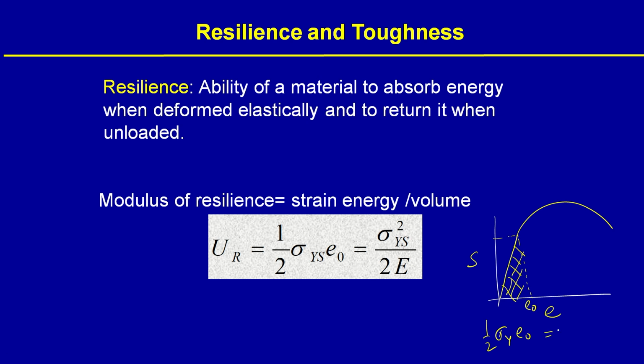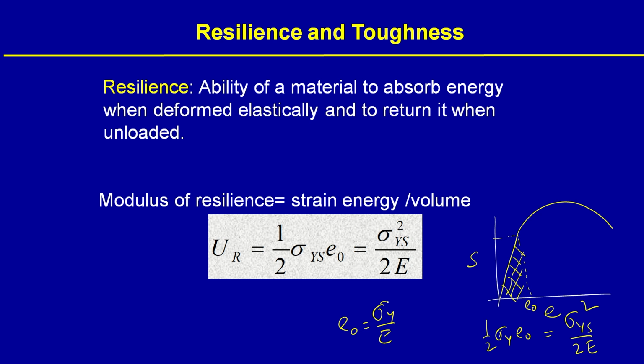And you can convert this using Hooke's law. So, this will become yield stress squared by 2 into elastic modulus E, because e0 is equal to sigma y divided by E. So, hence this is what is called modulus of resilience, a very important parameter if you want to design a new material.